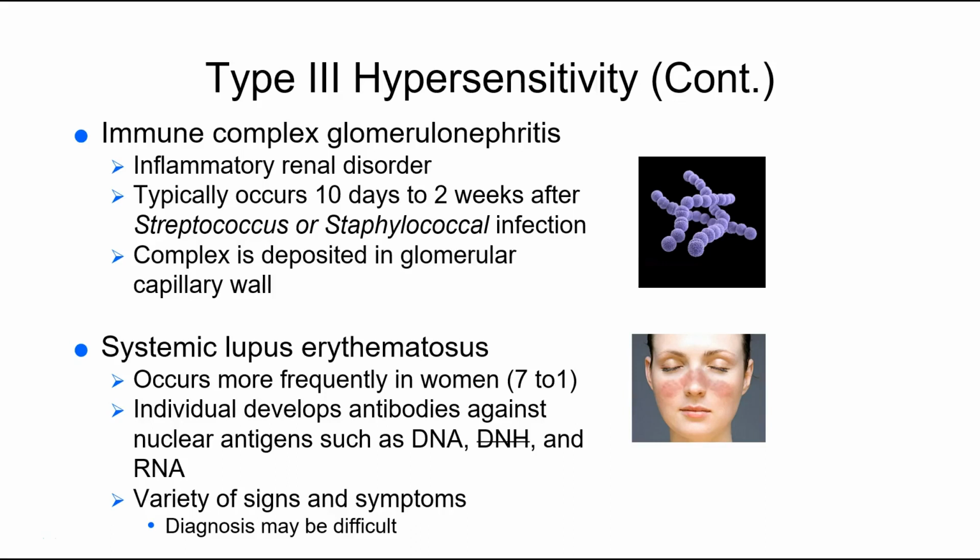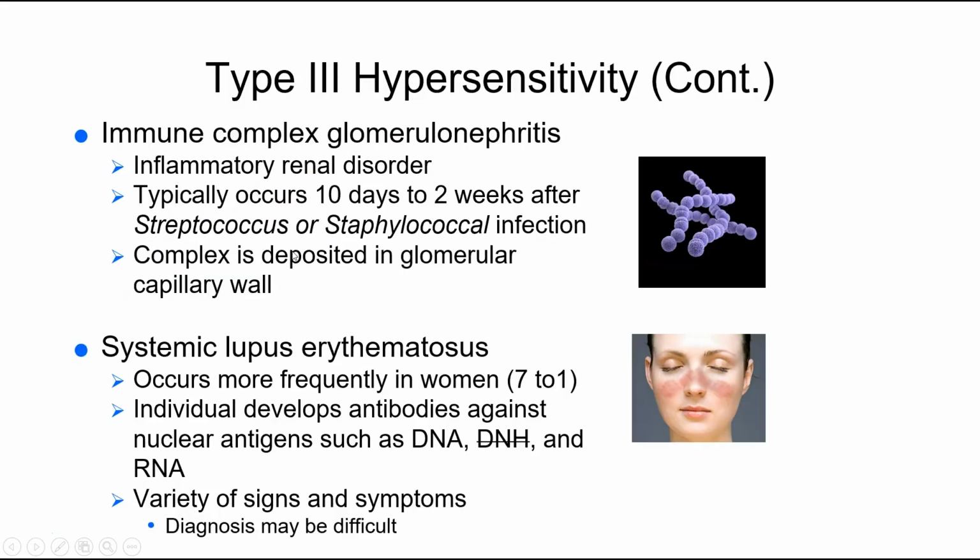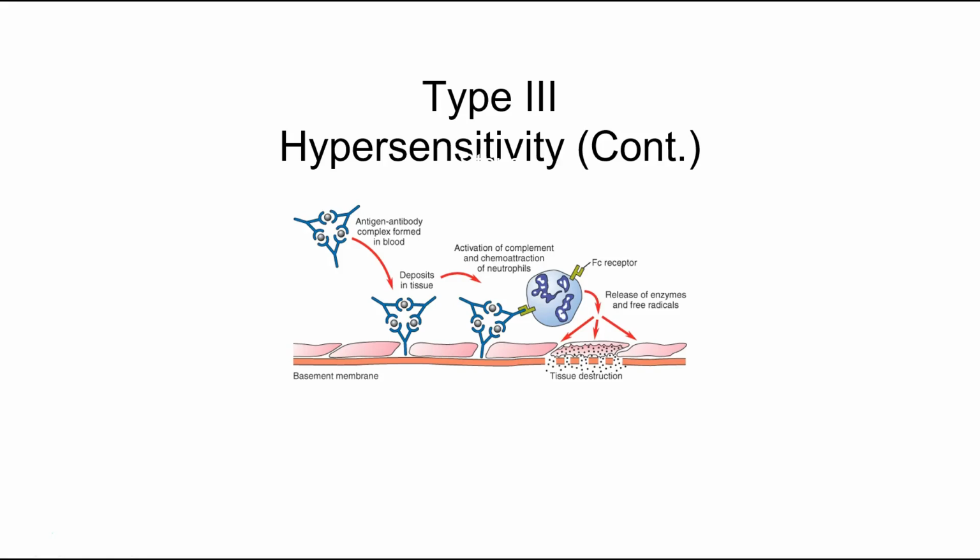Systemic lupus erythematosus also falls into this category, but I don't think it's as good an example. So again, just go back to your primo examples for these. Now, type 4 hypersensitivity is a delayed hypersensitivity. This is the longest, the slowest to develop of all four of these. It's mediated by lymphocytes instead of antibodies. The rest of these were primarily about antibodies, as you can see there.